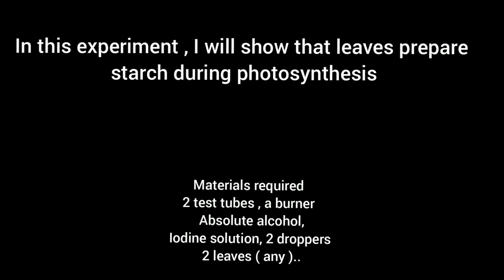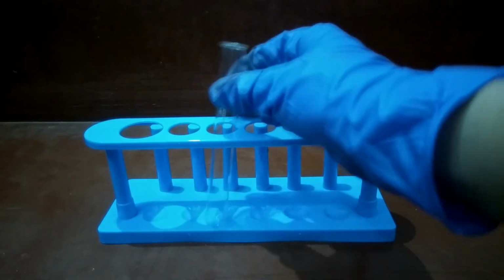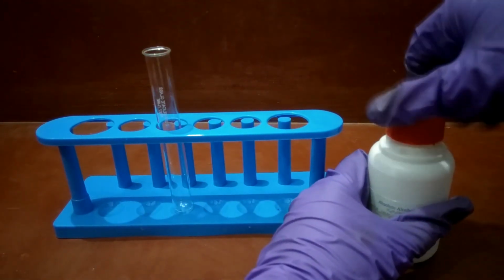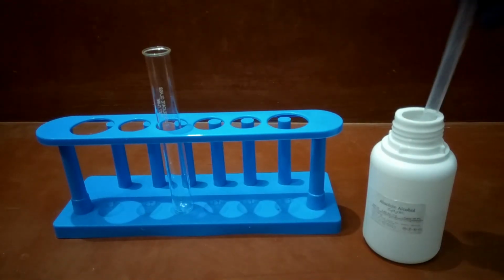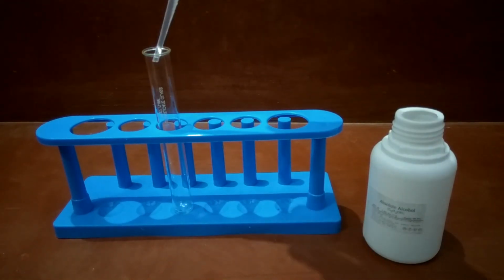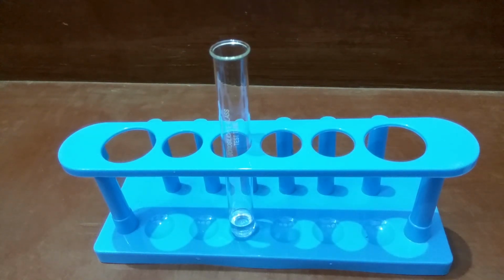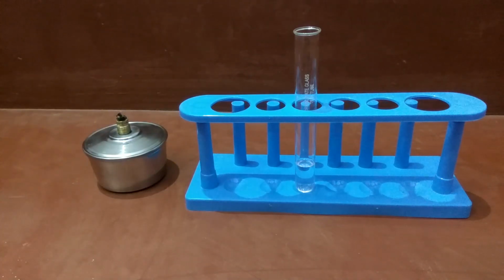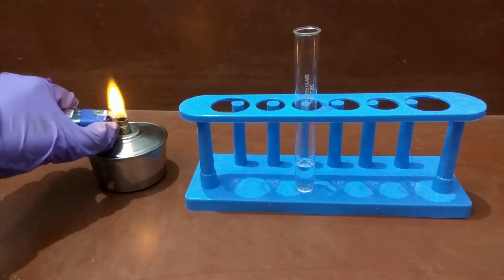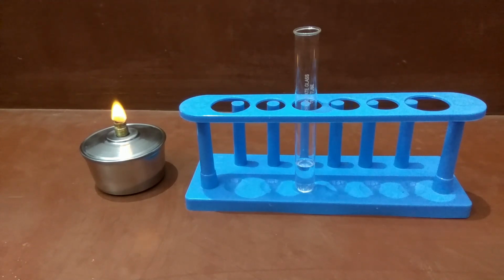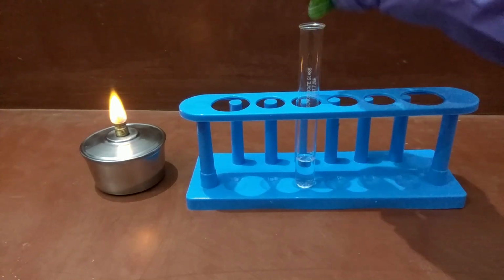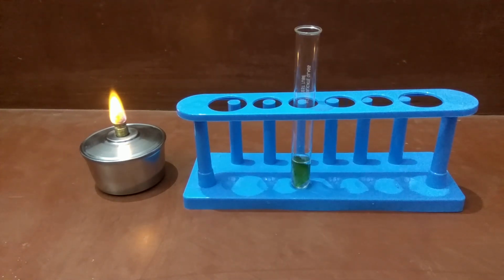In this experiment, I will show that leaves prepare starch during photosynthesis. Take absolute alcohol. Add few drops of absolute alcohol to the test tube. Take a burner. Light the burner. Take any leaves and immerse it in the absolute alcohol in the test tube.